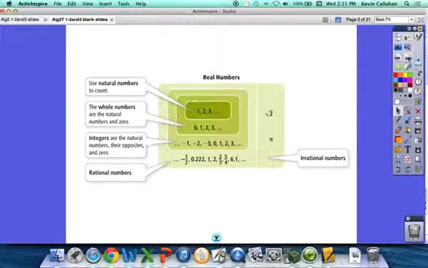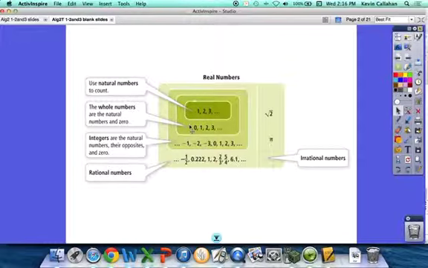So the first set of numbers always starts with the natural numbers. The natural numbers are 1, 2, 3, and so on, goes on forever. Those are also called counting numbers. If you add a 0 to that, you get what's called the whole numbers. So 0, 1, 2, 3, and so on, forever, always positive. That would be a whole number.